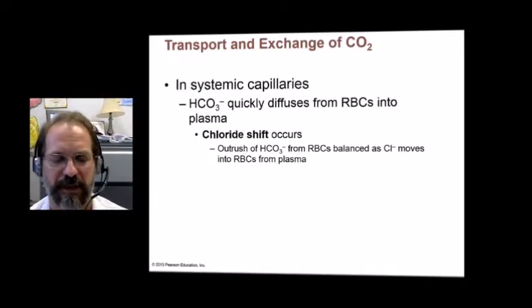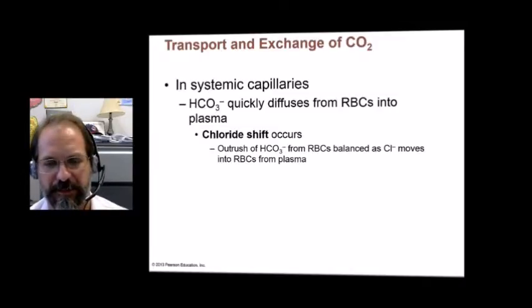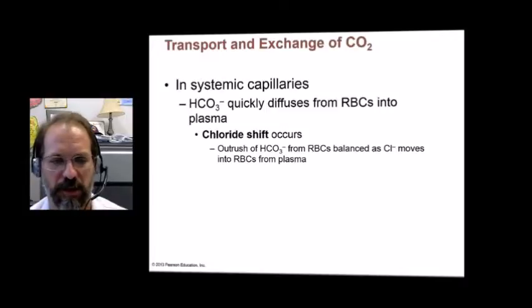To compensate for that flux of bicarbonate out of the red blood cells, chloride ion in the blood just shifts into the red blood cells. That's all the chloride shift is.